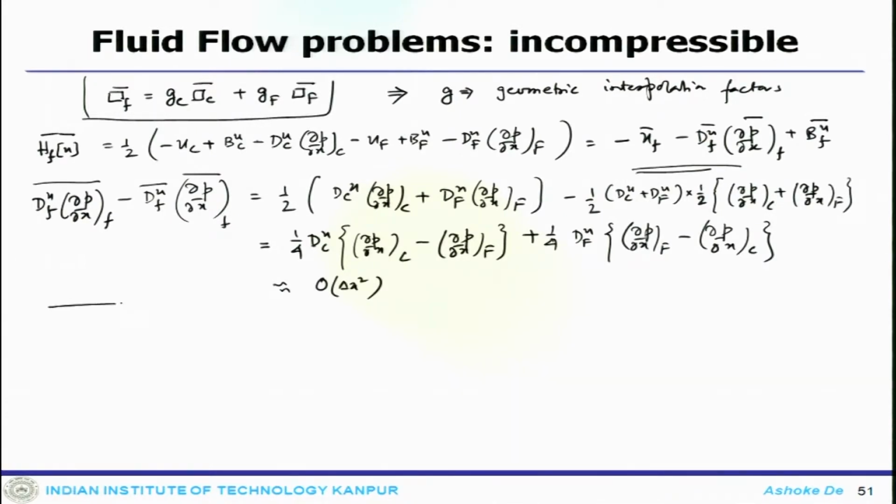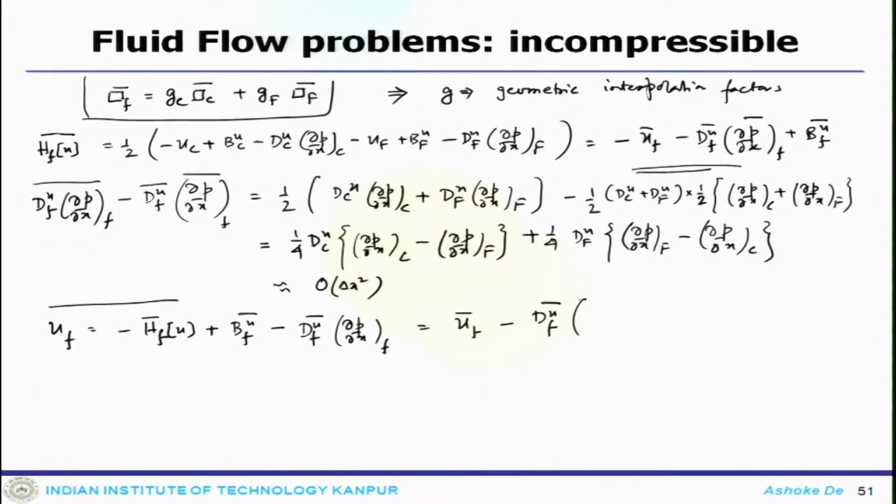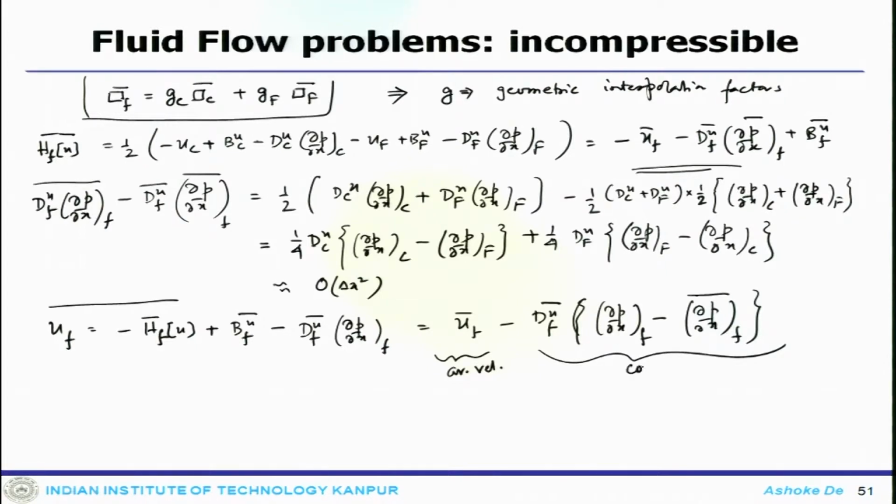Now, what we do, we take this and put it back in the pseudo momentum equation. So, we can have U_F equals to minus H_F plus B_F minus D_F^U by del P by del x at F, which is U_F bar minus D_F^U bar times (del P by del x at F minus del P by del x at F bar). So, this is the average velocity and this component is some sort of a correction term.